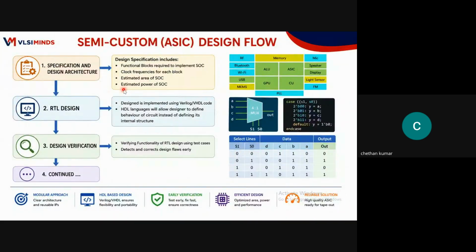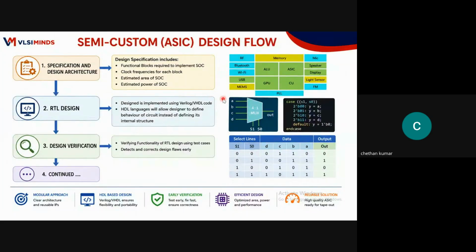then the RTL design team will come. In the industry they are called RTL design engineers. They will start writing the HDL code, HDL programming, using Verilog or VHDL. That allows the designer to bring whatever the system architect has given into a behavioral model of this circuit. Instead of defining the internal structures, they will come up with the behavioral logic. That means they will write the code.